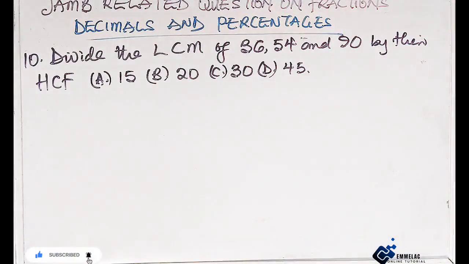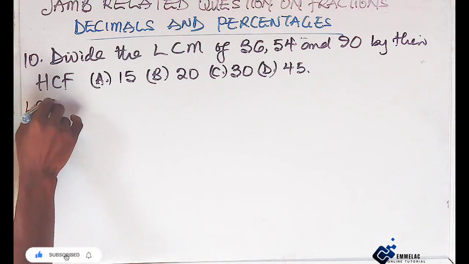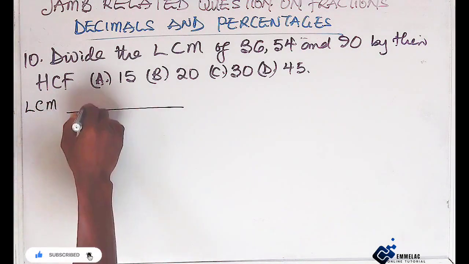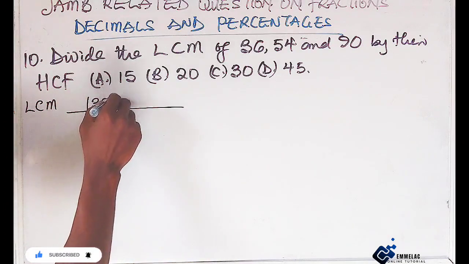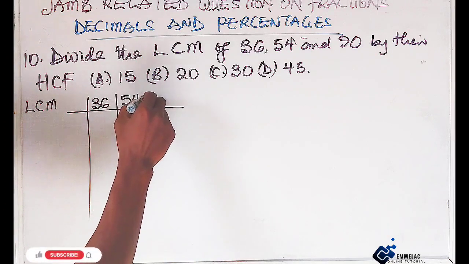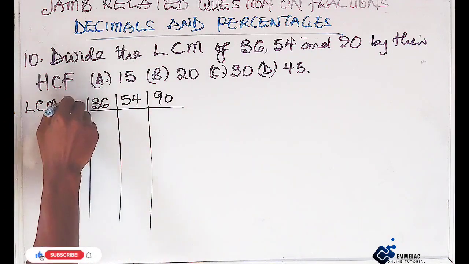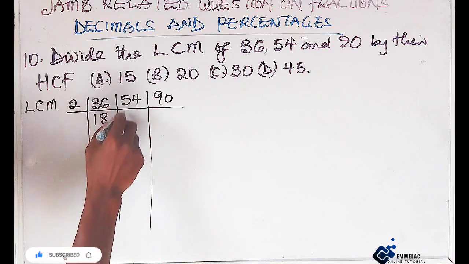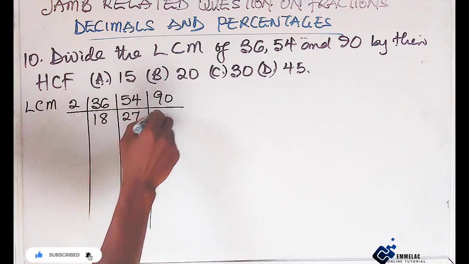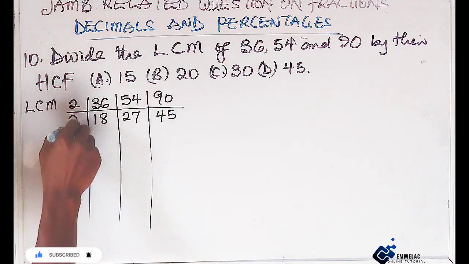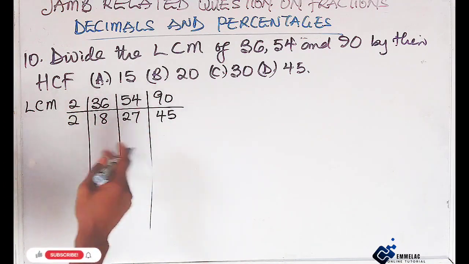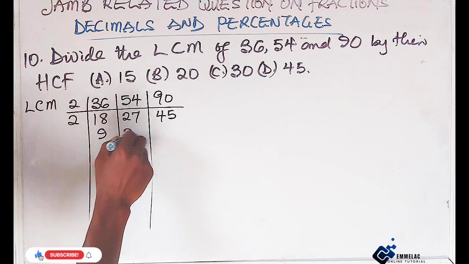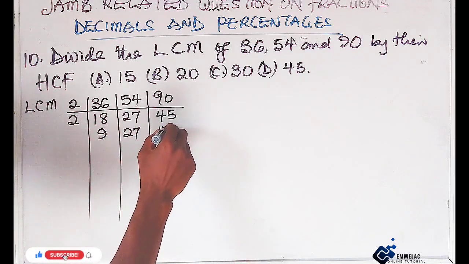Now for number 10, we are told to divide the LCM of 36, 54, and 90 by their HCF. Let us find the LCM, that is the lowest common multiple. So here we have 36, 54, and 90. Alright, 2 here gives us 18, this one gives us 27, this is 45. Now 2 can go in only the first number. Say you have 9, 27, 45.